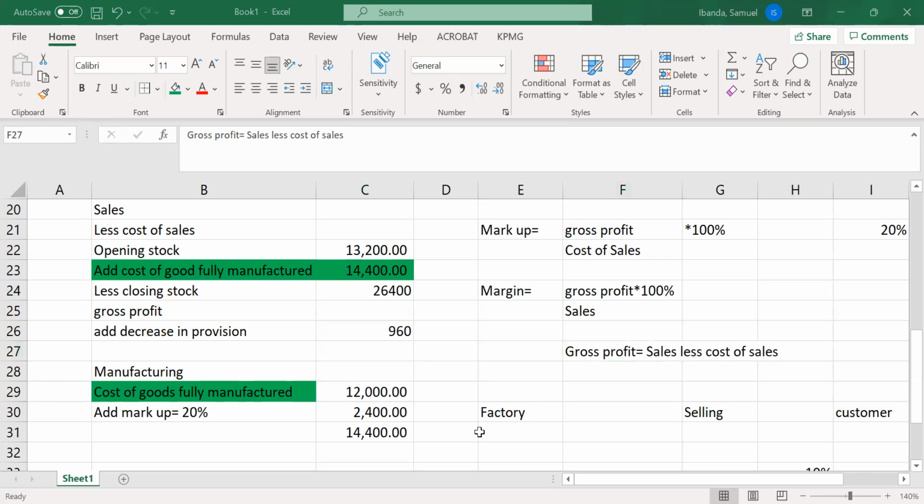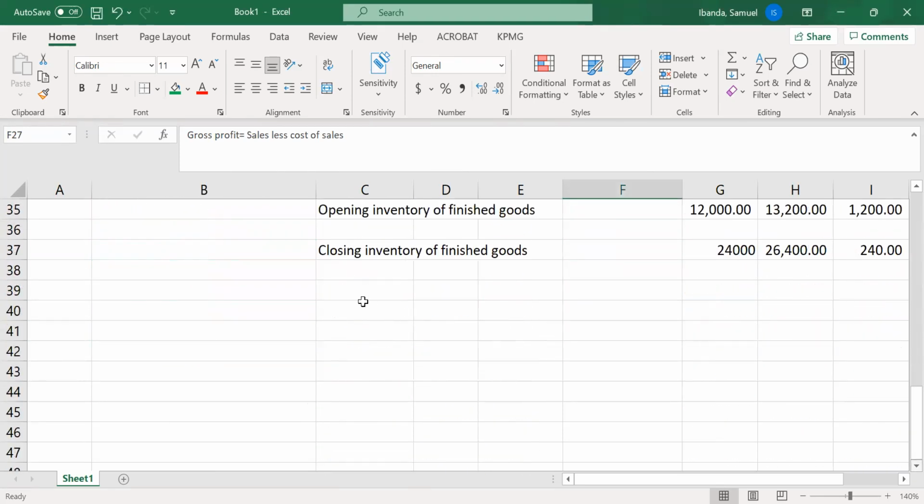Yeah, so I was commenting on the statement of changes in equity. One of the things you need to understand is that a statement of changes in equity is another financial statement, just like the balance sheet, the statement of financial position, and the statement of comprehensive income.